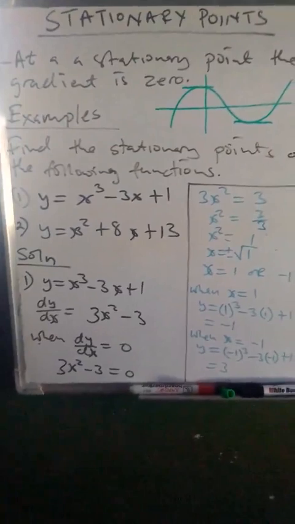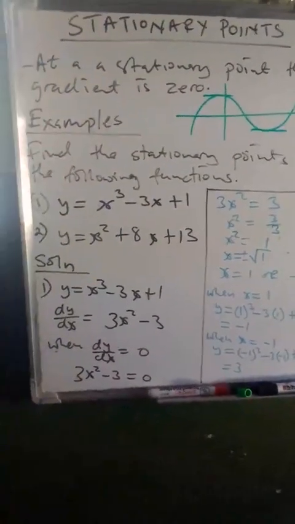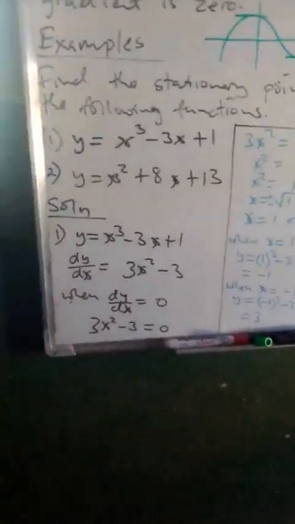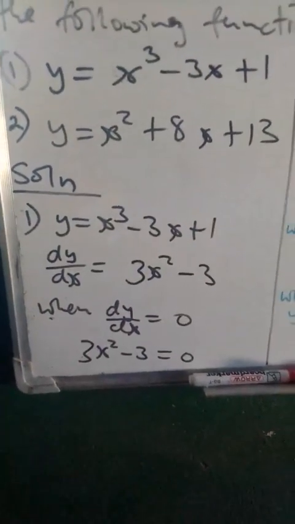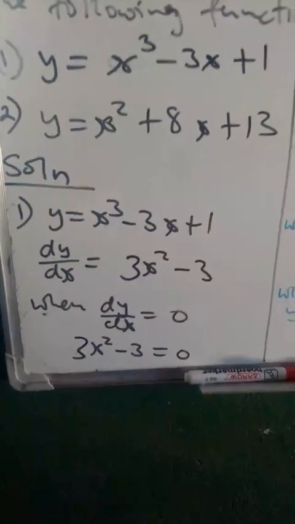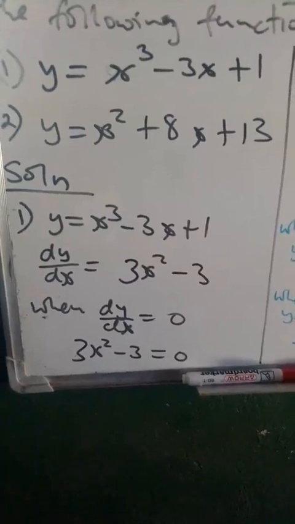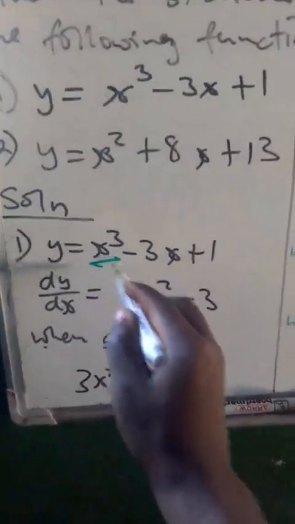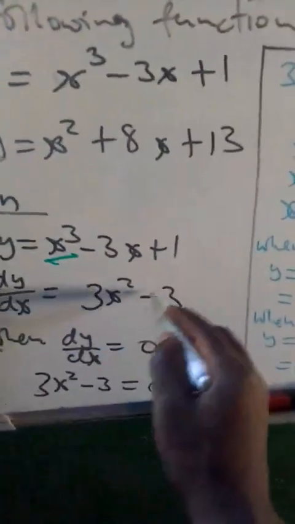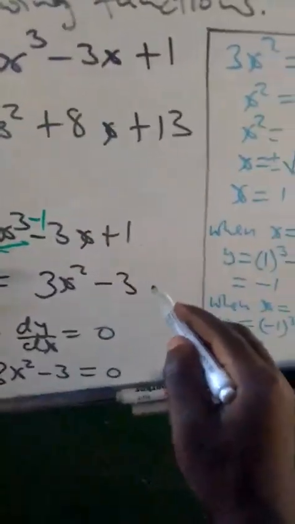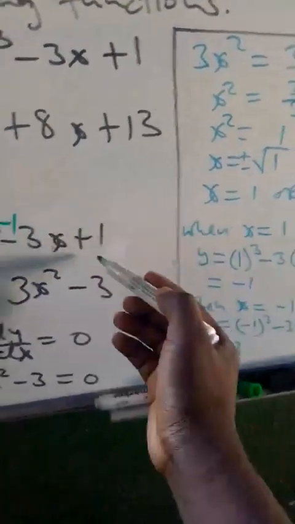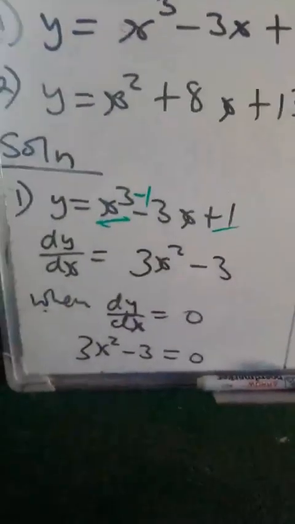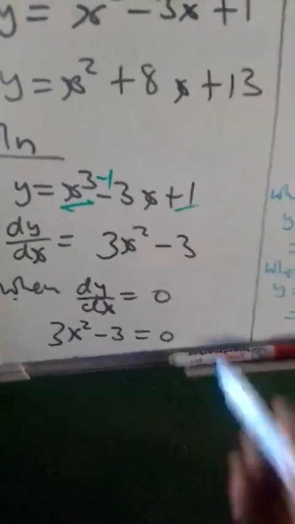Number 1, we have y is equal to x cubed minus 3x plus 1. The solution: the first thing is to find dy by dx, the gradient function. So if you differentiate, dy by dx is equal to, we drop 3 here, and it becomes 3x squared. Since we have subtracted 1 from the power, this one becomes minus 3. Then this one goes. So this is now our dy by dx.